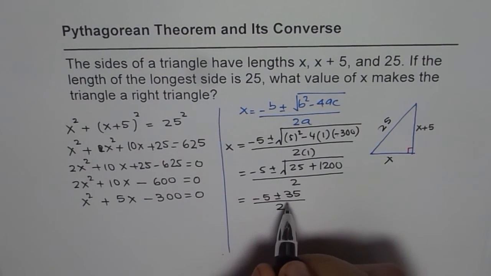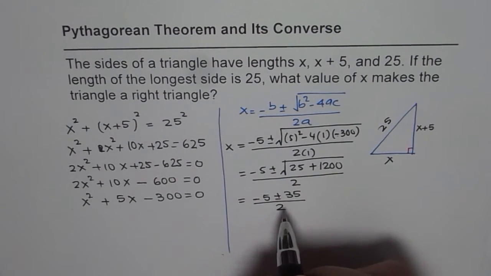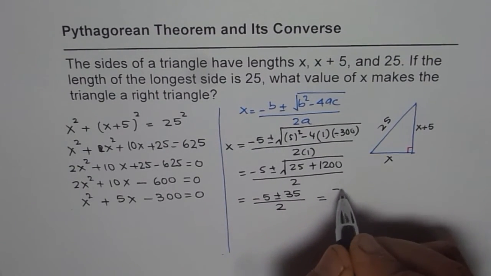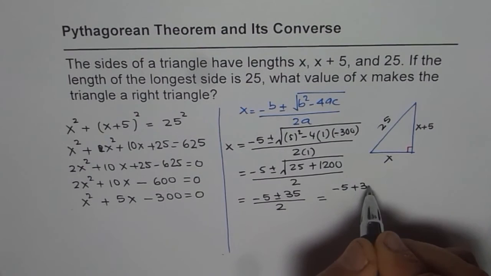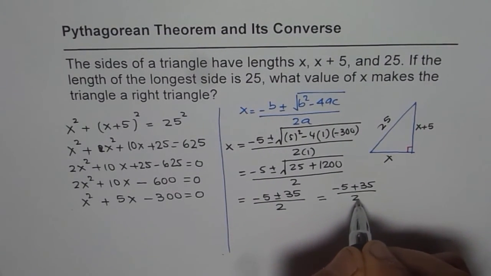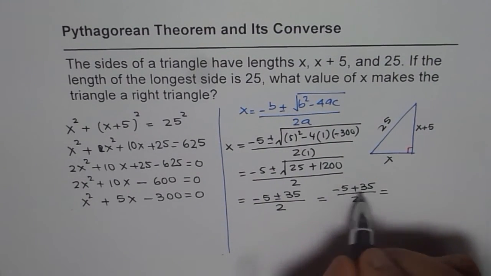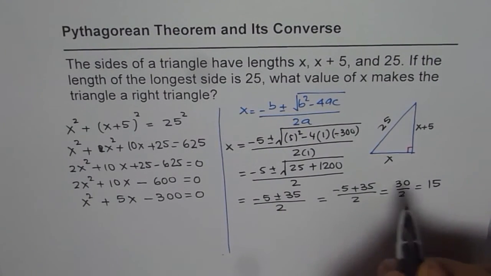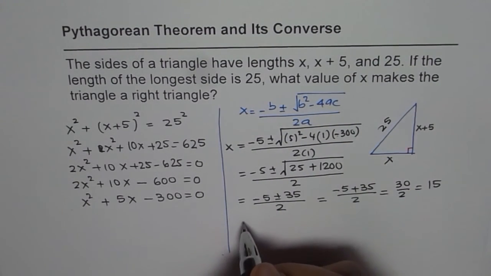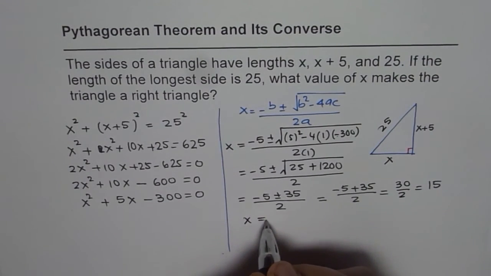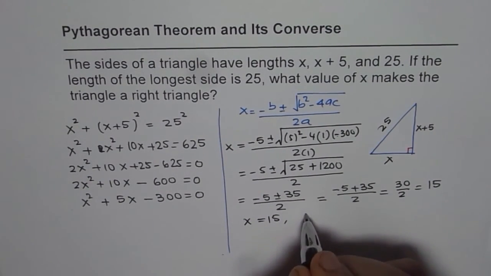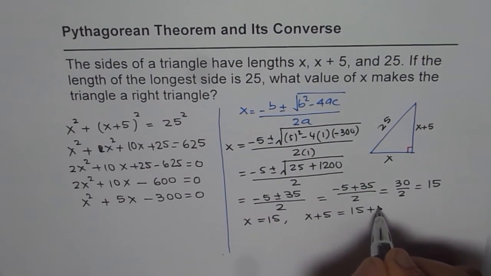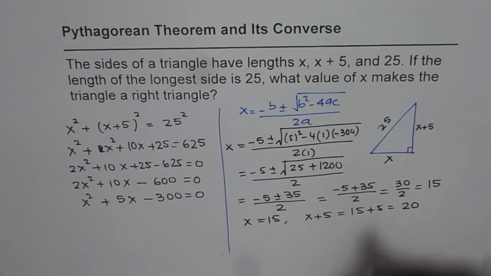So there are two different answers, and as you know, the side cannot be negative. So the only possible answer is minus 5 plus 35 divided by 2. That gives us 30 divided by 2, which is 15. So we know x is 15. So one of the sides is x, which will be 15. The other side is x plus 5, which is going to be 15 plus 5 equals 20, right?